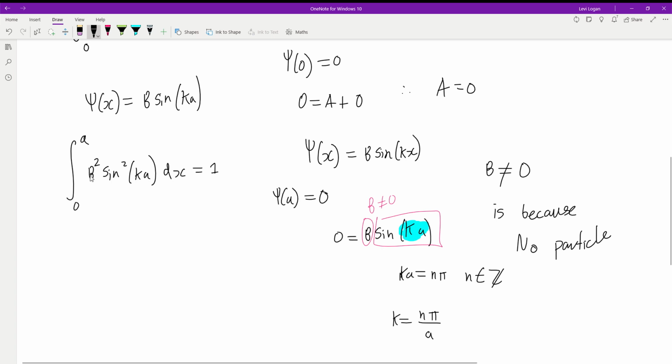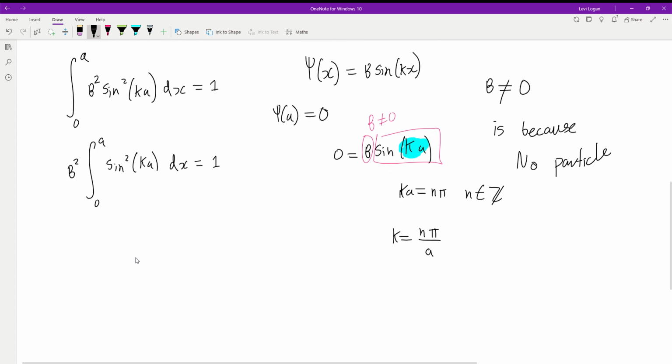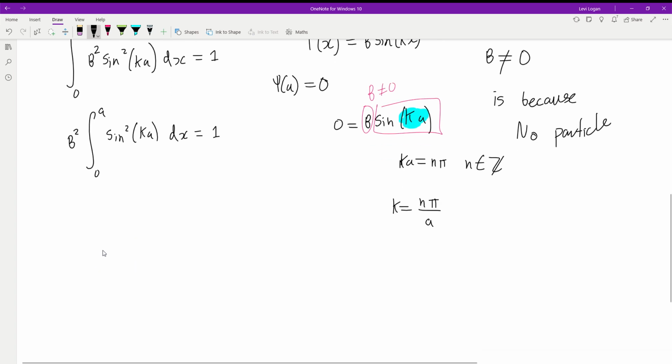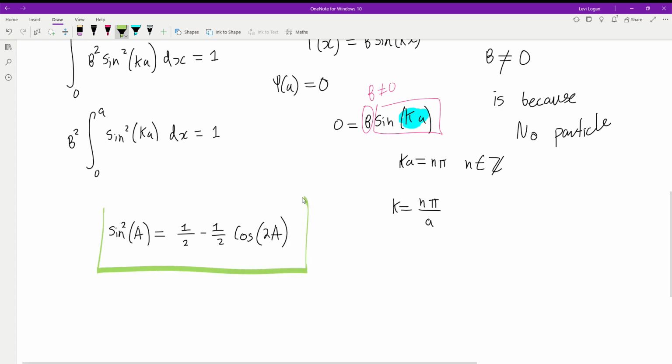To simplify, we know B is a constant, so we can take it outside the integral. So we have B squared, the integral from 0 to a of sine squared of kx dx, must be equal to 1. We know how to integrate sine squared kx because there's a little trig identity: sine squared of a is equal to 1/2 minus 1/2 cos of 2a. This is a trig identity that comes up in math all the time.